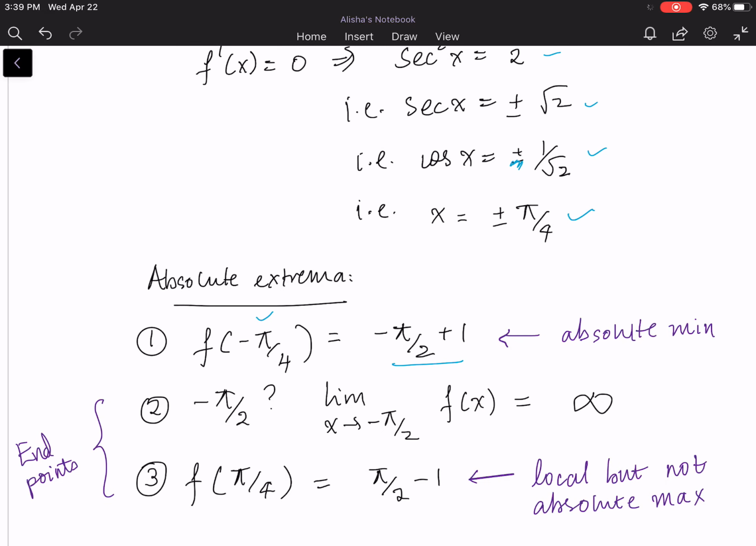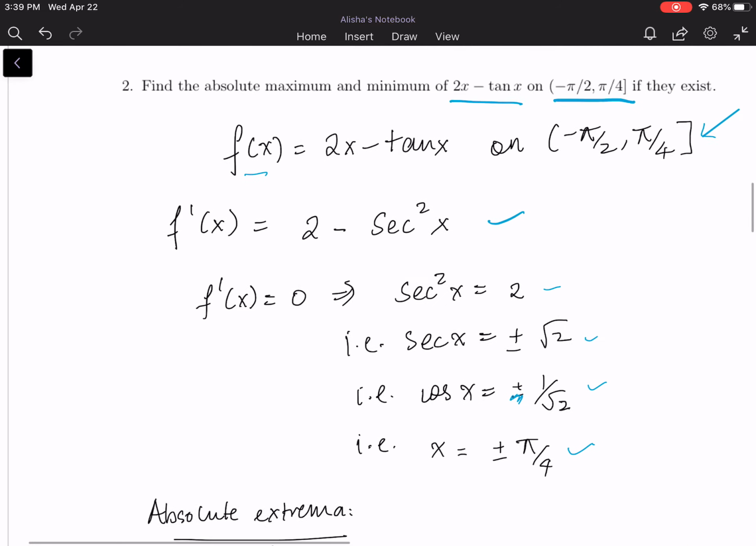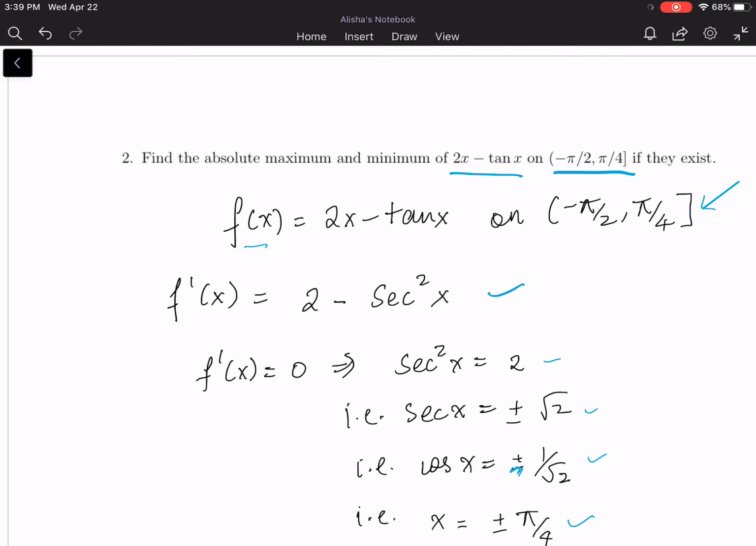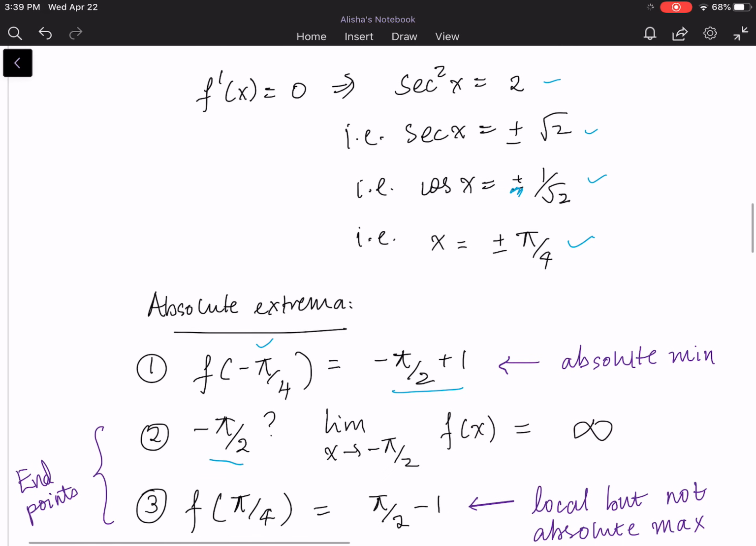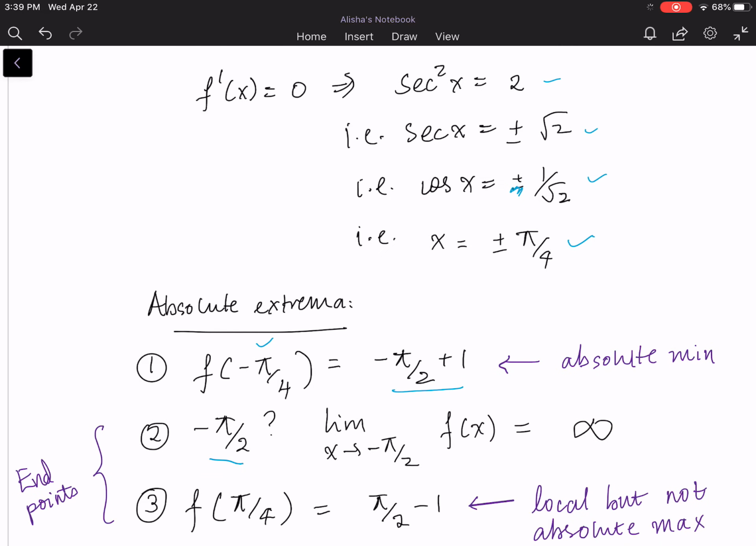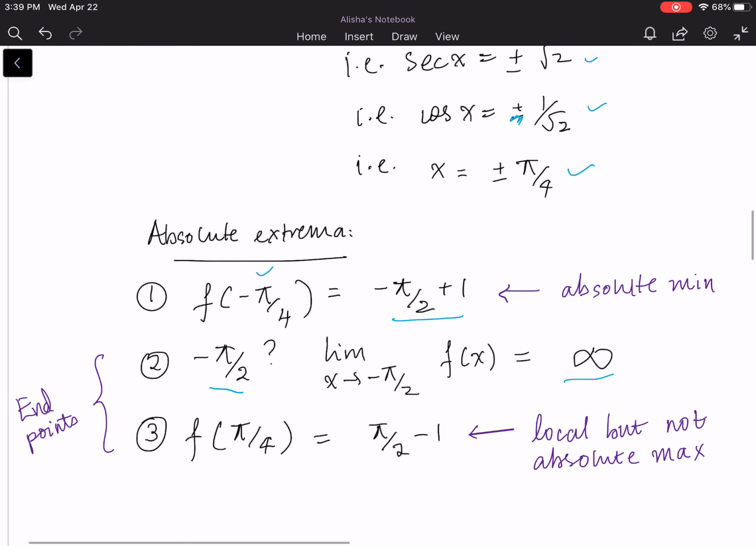And next I check the endpoints, okay? And of course, minus pi over 2 is not in the domain of that function. Remember, the function is 2x minus tan x. So it's not in the domain of the function, but we can understand the limit as x approaches that endpoint, and it should be plus infinity. So go ahead and check that. And then finally at the other endpoint, we just plug in and we get this value.